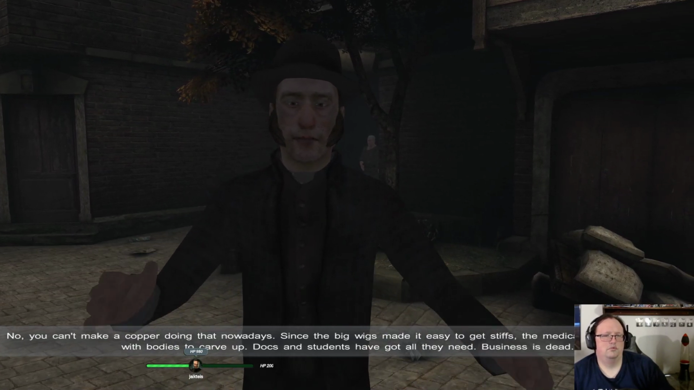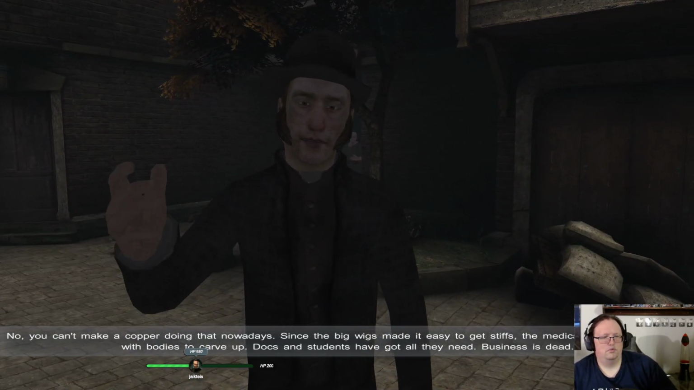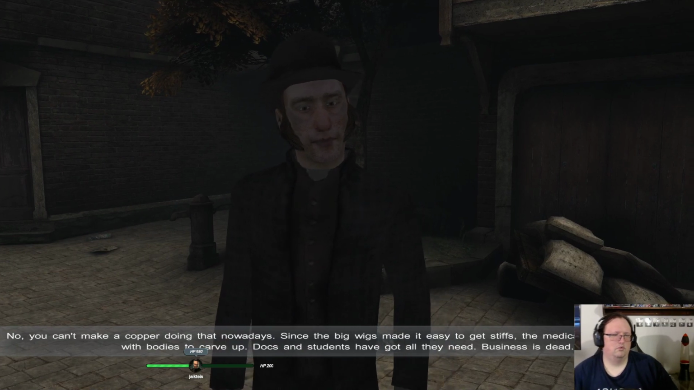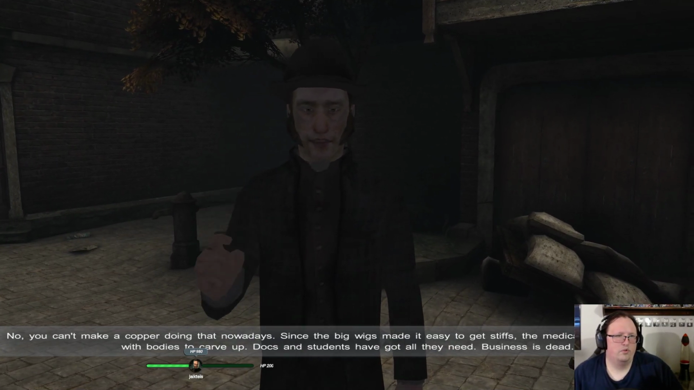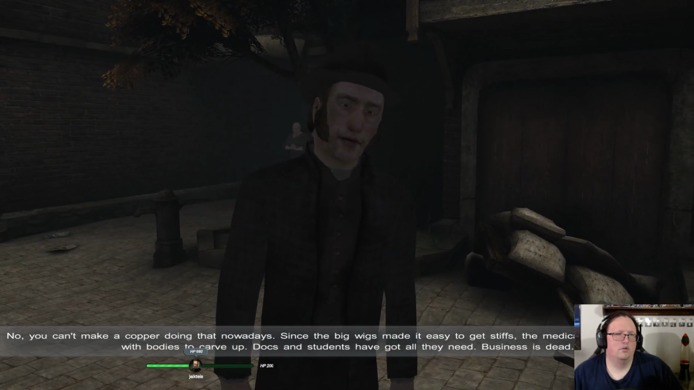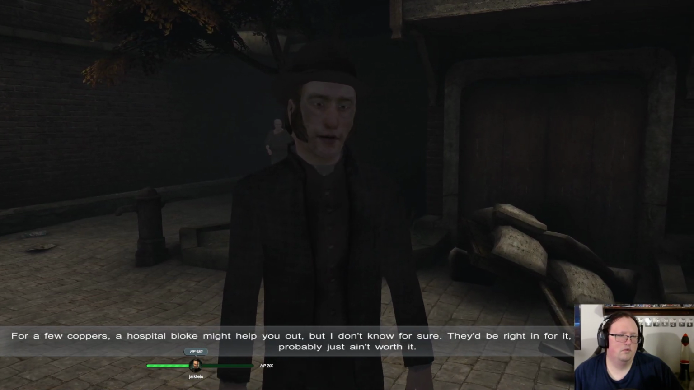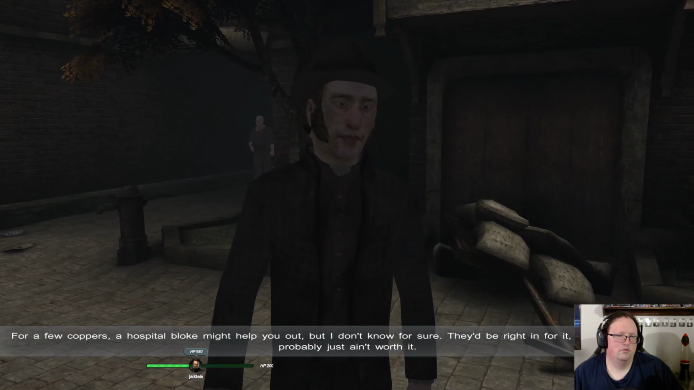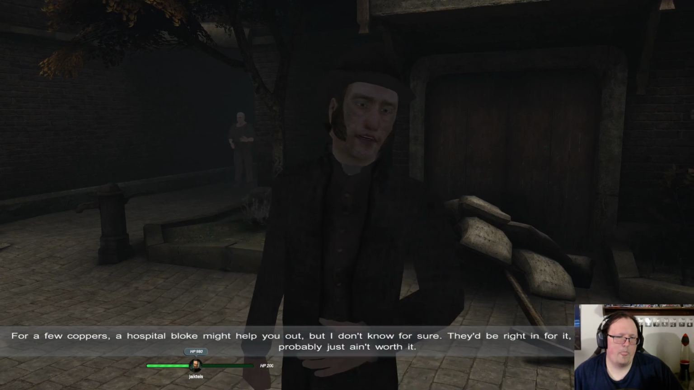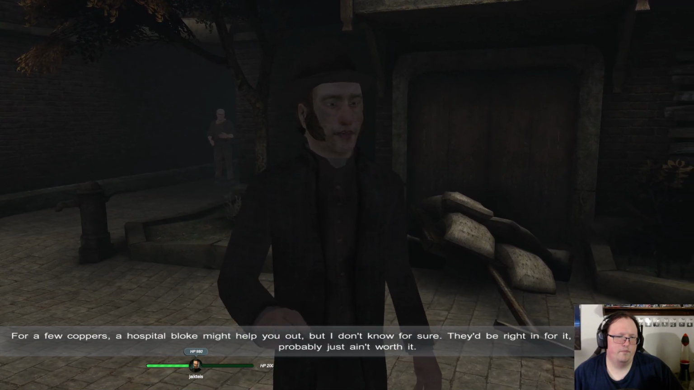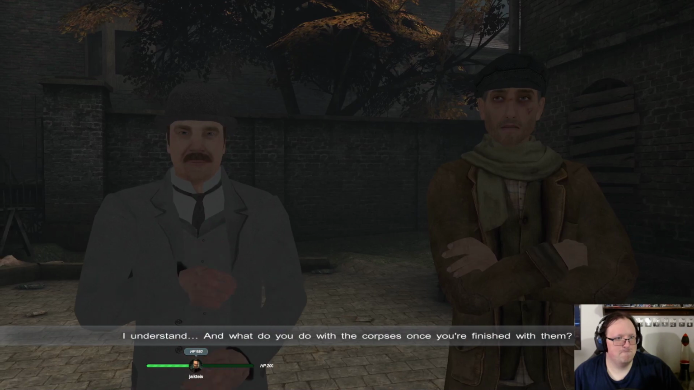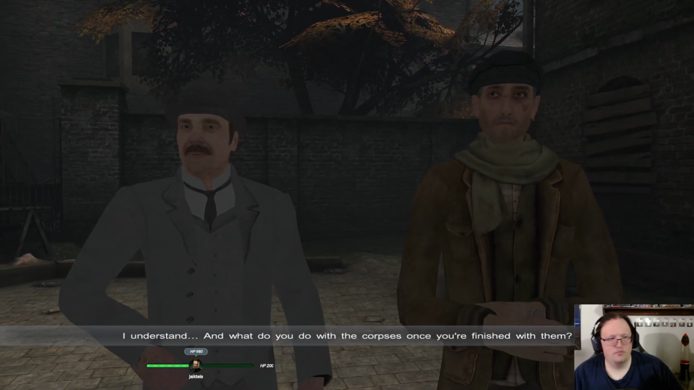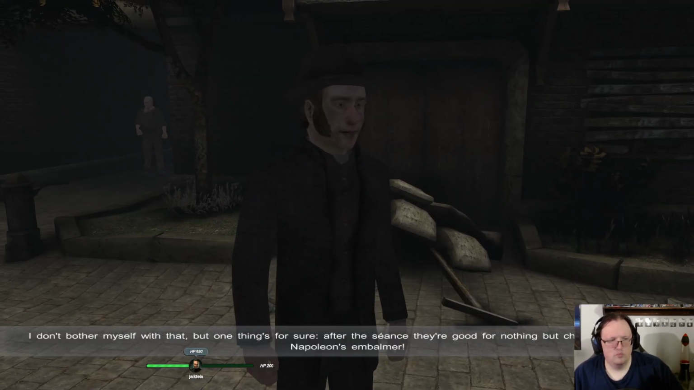Since the bigwigs made it easy to get stiffs, the medical schools are bursting with bodies to carve up. Docs and students have got all they need. Business is dead. For a few coppers, hospital bloke might help you out, but I don't know for sure. They'd be right in for it if they got caught. It probably just ain't worth it. I understand. And what do you do with the corpses once you're finished with them? I don't bother myself with that.